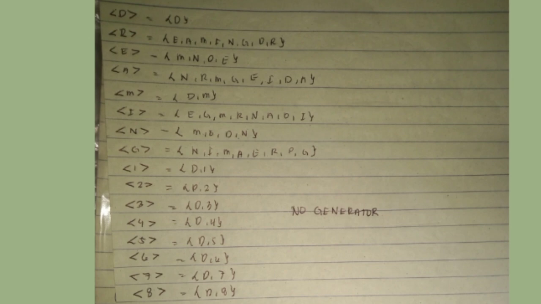As you can see, it has no generator. Since it is not abelian, it has no generator. Therefore, we conclude that this group is not cyclic.